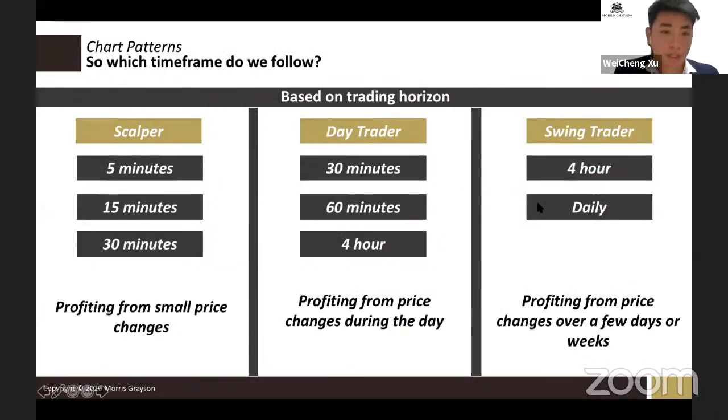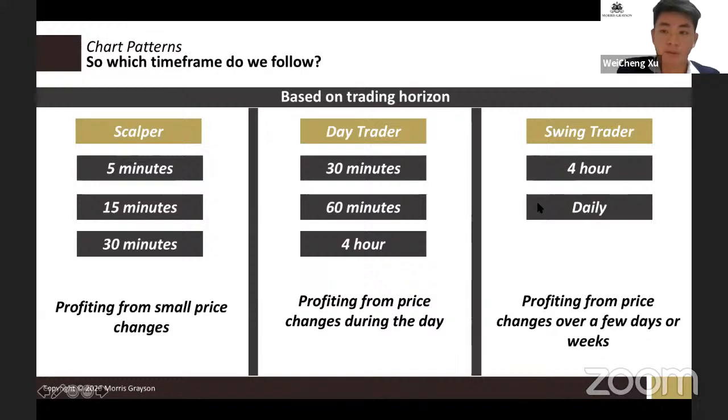I'm sure this question will have been on your mind by now: what time frame do I use, right? The time frame used really depends on one's trading horizon. Here, I think the three most commonly known types of traders are the scalper, the day trader, as well as the swing trader. The scalper profits from small price changes.